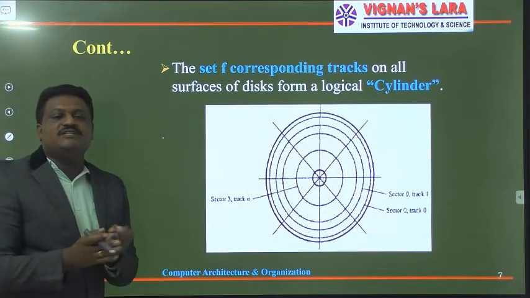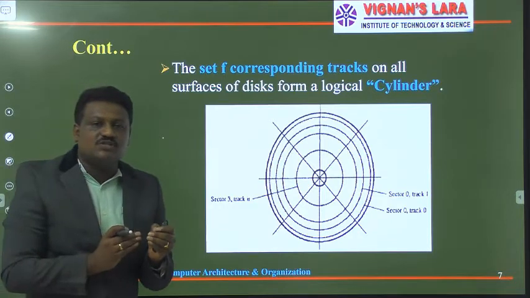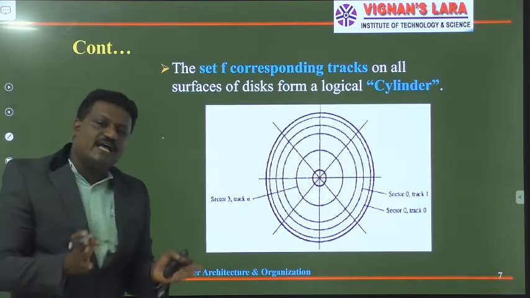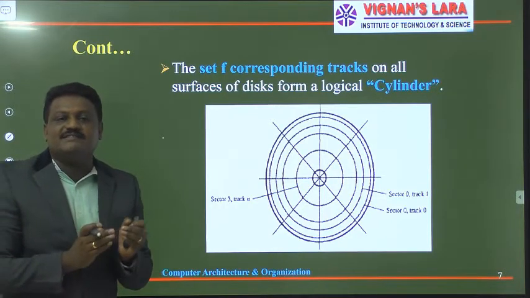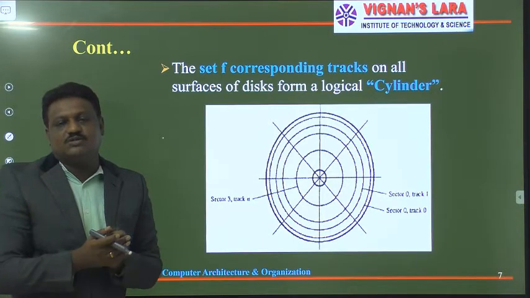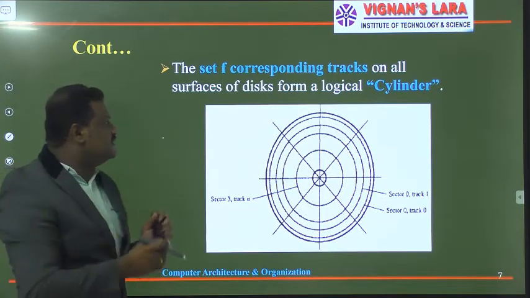there is a gap that exists between two successive or consecutive sectors, as well as a gap that exists between two consecutive or successive tracks. So that we'll discuss next.